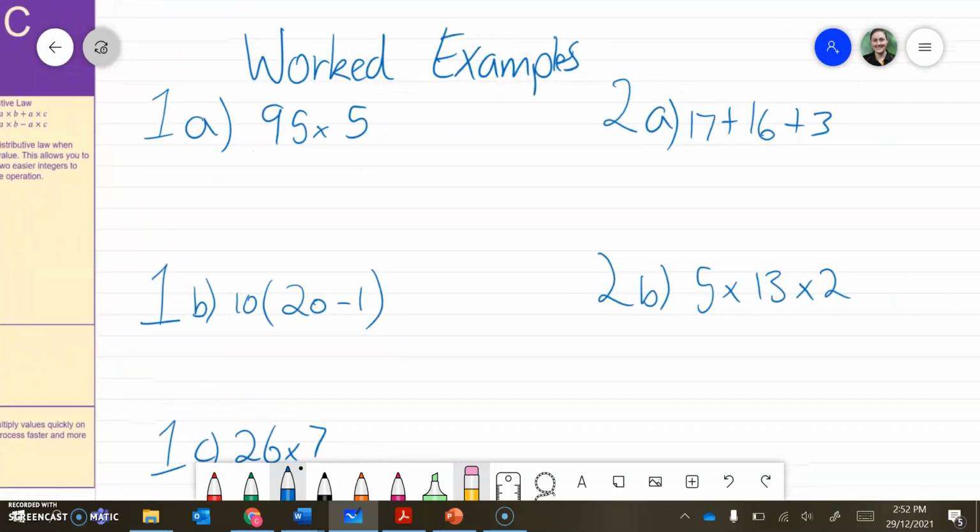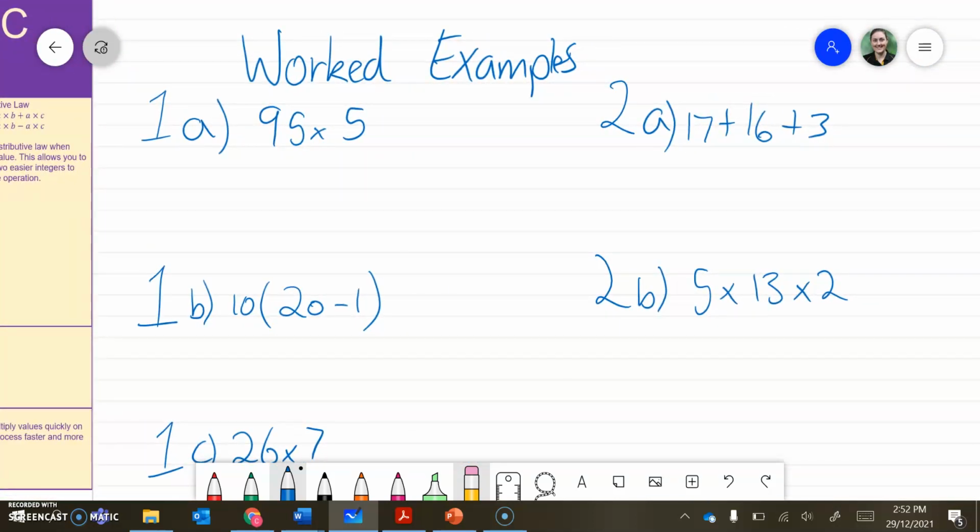Okay, so our worked examples for this unit. If I want to multiply 95 by 5, multiplying 95 by 5 in my head can be somewhat difficult. So what I can do is have a look at 95 and say, okay, what two easier numbers could I use to create 95 that would be easier for me to multiply by? Well, 100 minus 5 still equals 95, and then I can multiply that by 5.